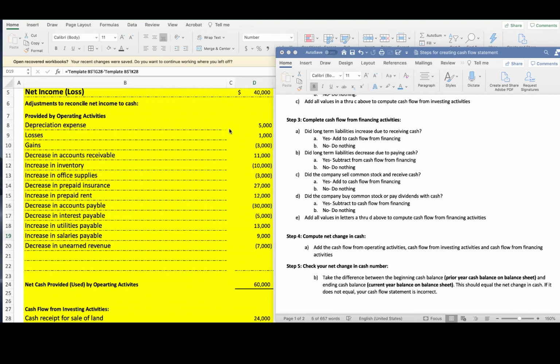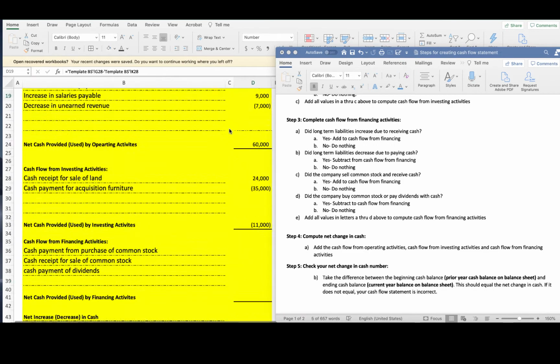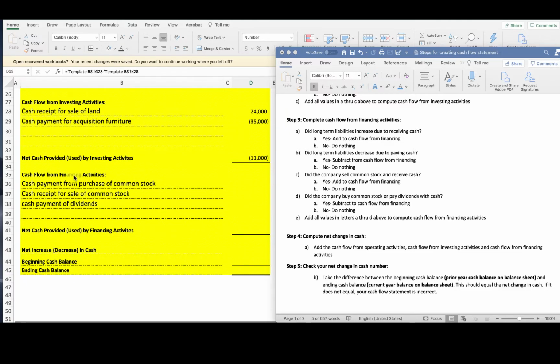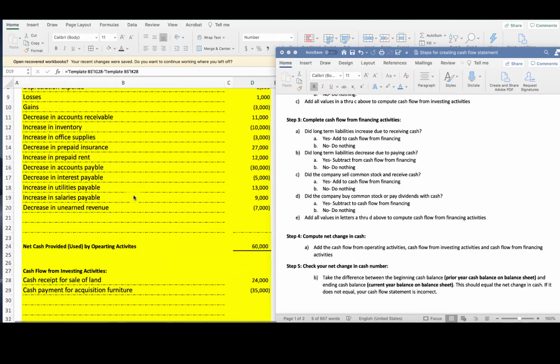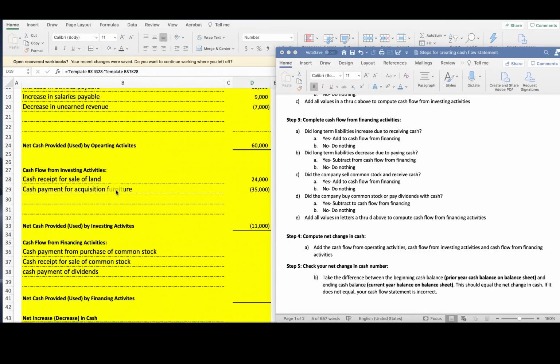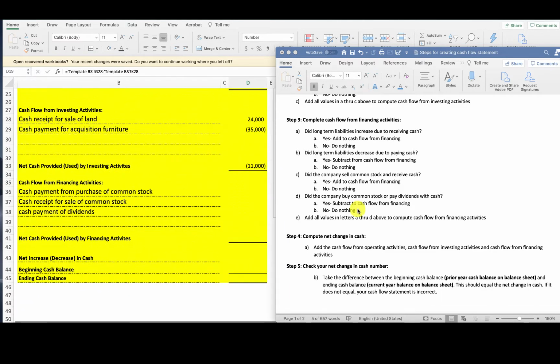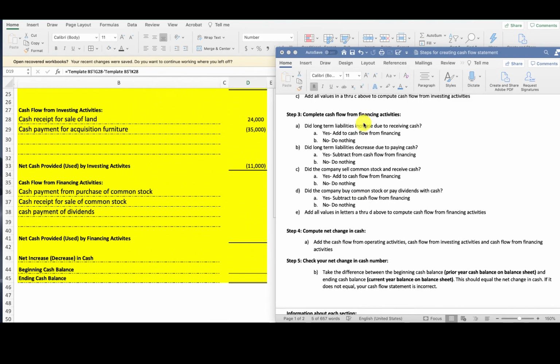In this video, we will go over the remaining section, which is the cash flow from financing activities. We have done the cash flow from operating activities, we've done the cash flow from investing activities, and now we're on step 3, which is cash flow from financing activities. And basically what you're going to look at is long-term liabilities. Long-term liabilities is debt, right?